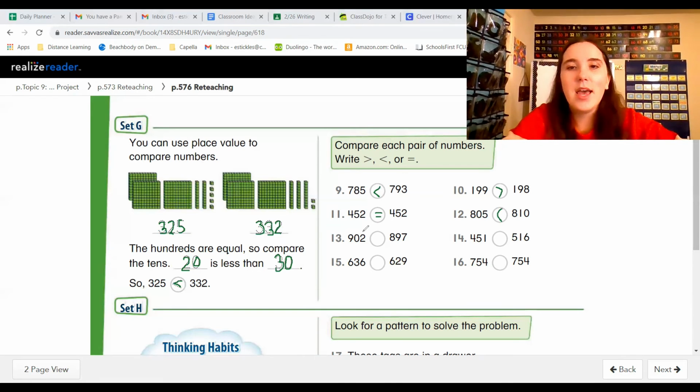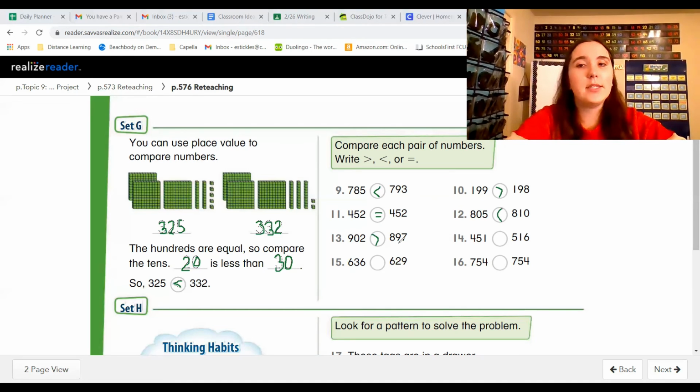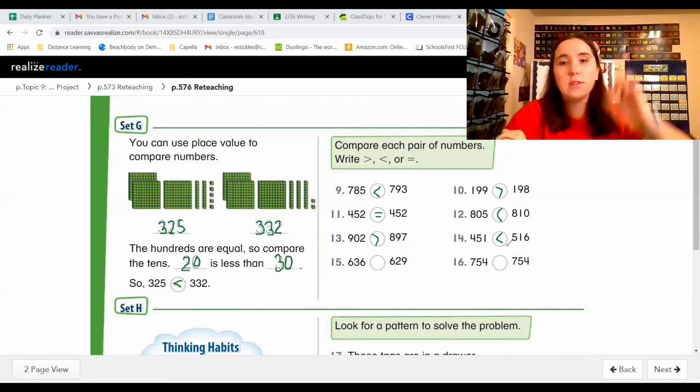How about number 13? 902 is greater than, less than, or equal to 897. What do you think it is? Compare those hundreds first. So there's a 9 in the hundreds and an 8 in the hundreds. Well, 900 is bigger than 800, so that means 902 is greater than 897. What about number 14? 451 is greater than, less than, or equal to 516. Well, same thing here, right? 400 or 500. 500 is bigger, so that means 516 is the greater number. So we would say 451 is less than 516.